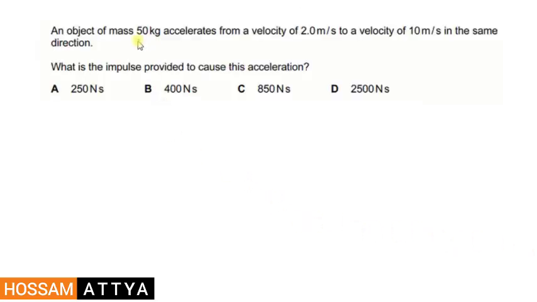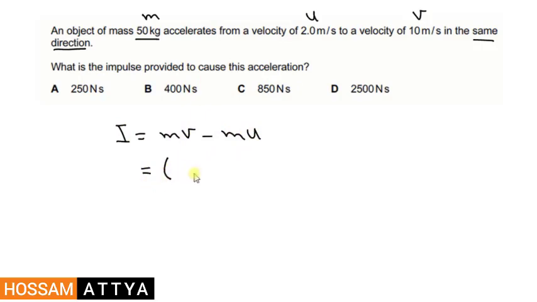An object of mass 50 kg accelerates from a velocity of 2 meters per second to a velocity of 10 meters per second in the same direction. What is the impulse provided? So again, impulse equals change in momentum, which is mv minus mu.